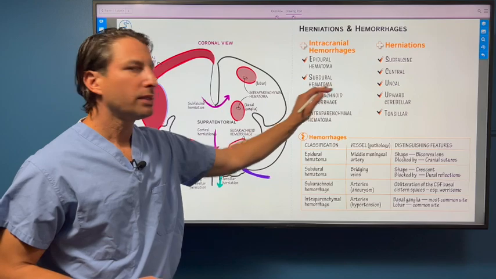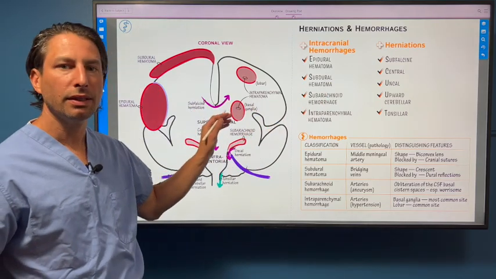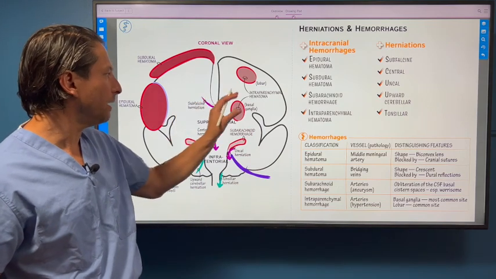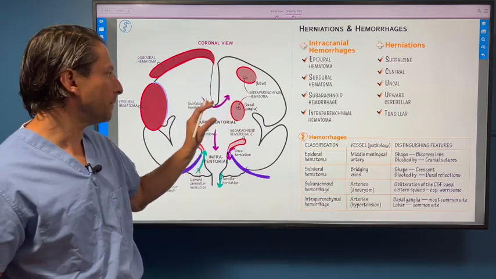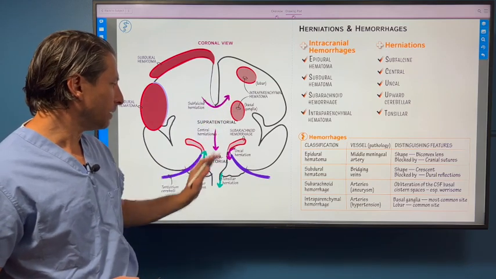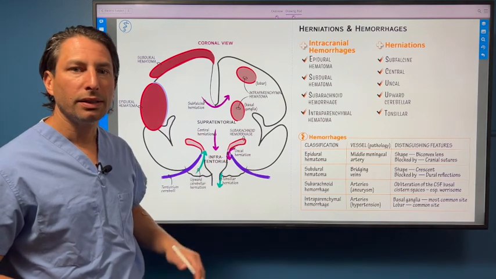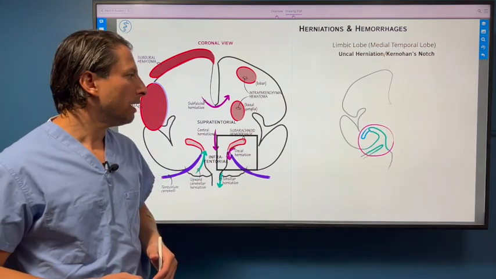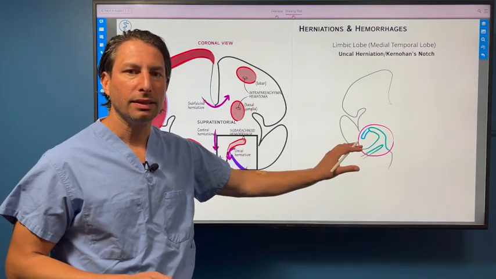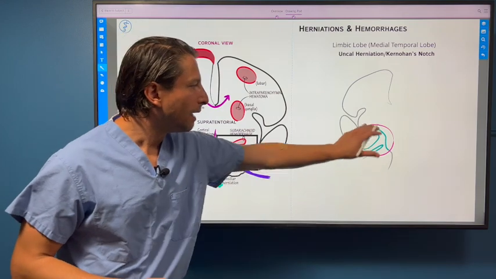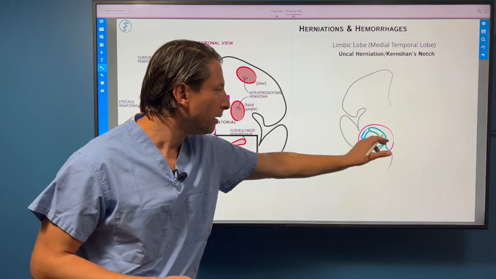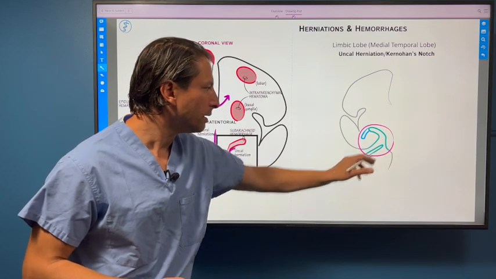When it comes to herniations, we mentioned subfalcine herniation. So any degree of significant pressure on one side of the brain is going to cause the brain to herniate underneath the falx cerebri and towards the other side. And then we talked about downward central herniation. And then uncal herniation. This is incredibly important. So we're going to walk through some key clinical pathological findings in uncal herniation. So this is the uncus of the temporal lobe here, and then this is the midbrain adjacent to it, and then this is the tentorium.